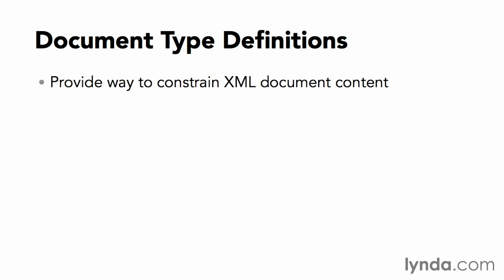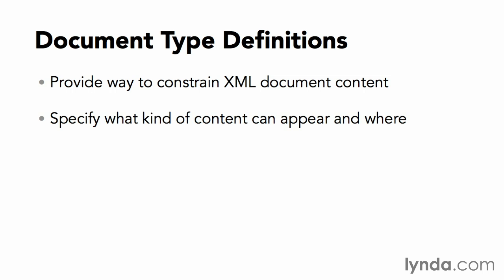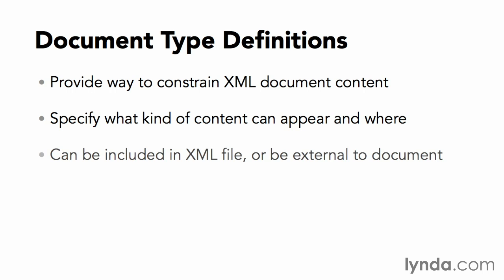Document type definitions provide a way to constrain the content of XML documents so that you can specify what kinds of tags and attributes and other types of content are and are not allowed. So you can specify what kind of content can appear, where it can appear, and what kinds of content tags can have. DTDs can be included directly in an XML file or be declared as an external DTD and then associated with more than one XML document.